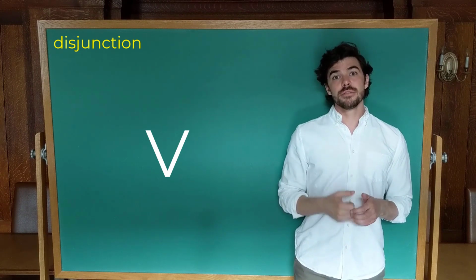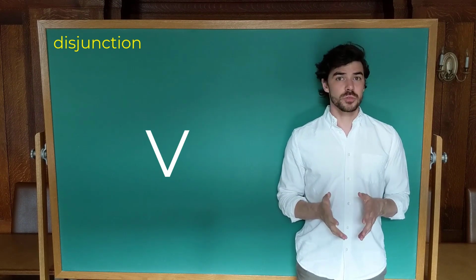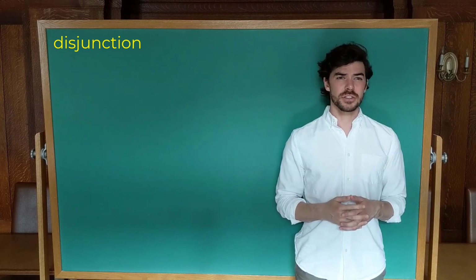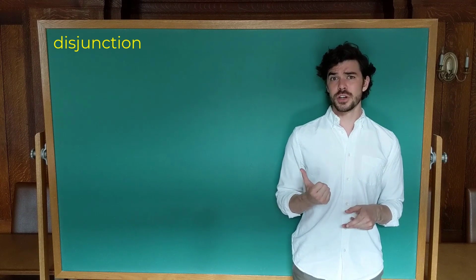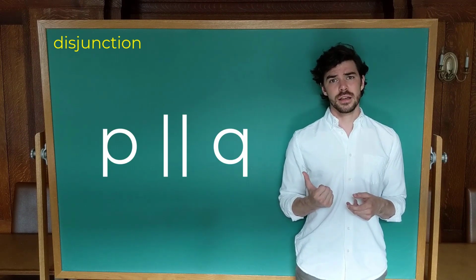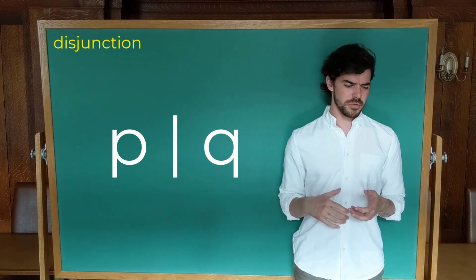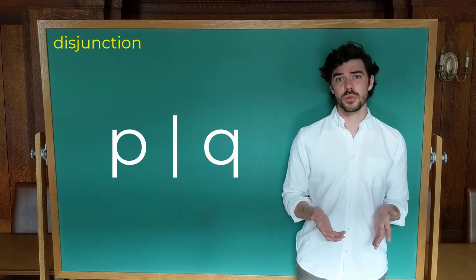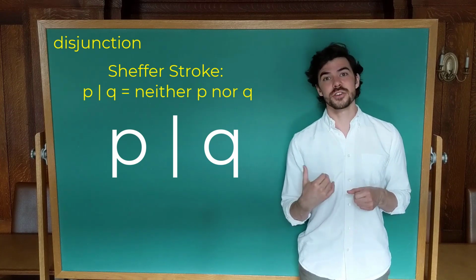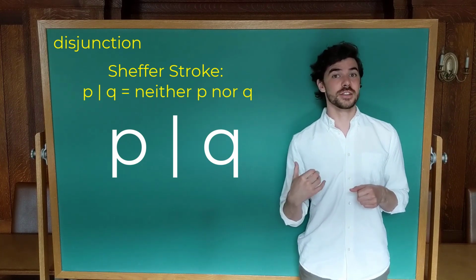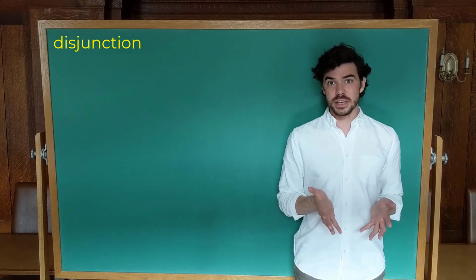This capital V for or is pretty standard, and it's the one you're going to see in most places. There are some variants on it which are quite rare. Sometimes you'll see 2 vertical bars between the sentences, or even 1 vertical bar. The 1 vertical bar is a bit of a pain because it looks identical with what's sometimes called the Sheffer stroke, which actually means neither nor. So P Sheffer stroke Q is neither P nor Q, but context should tell you what's being talked about.